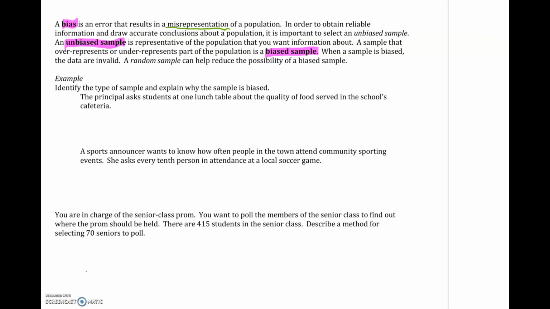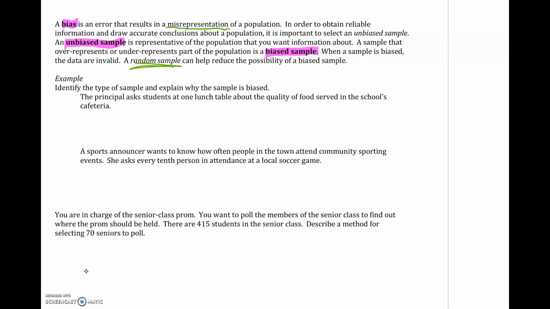So that's why that random sample is important, because if we have a random sample, that could help reduce the possibility of a biased sample. Because it's not like we just conveniently asked everybody in our 5th period class who just all happens to be freshmen, right? So if you look at the next example, we want to determine the type of sample again, but now explain why it's biased.